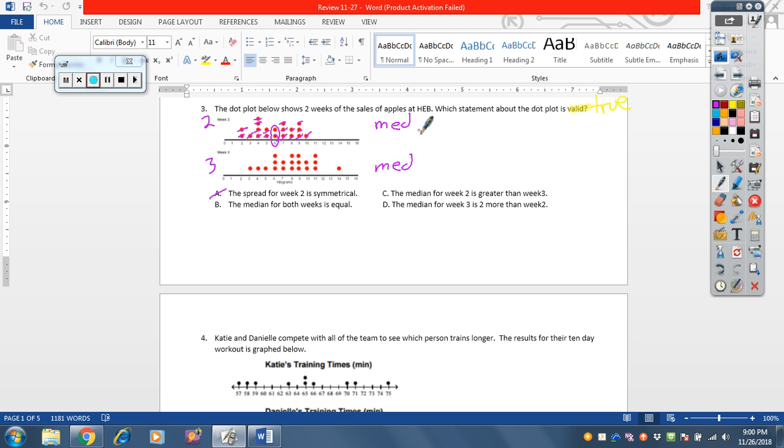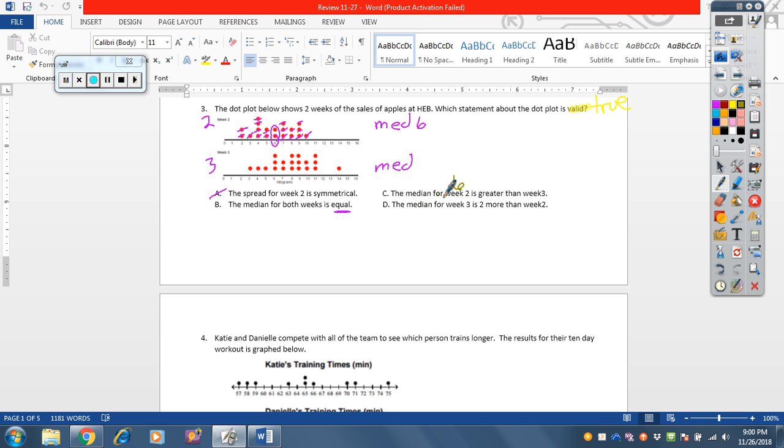So median for week 2 is 6. You're going to have to find median for week 3. See if they are equal. C says the median for week 2 is greater than week 3. Well, the median for week 2 is 6. Is that greater than week 3? I don't know because you had to find week 3. I didn't do it.